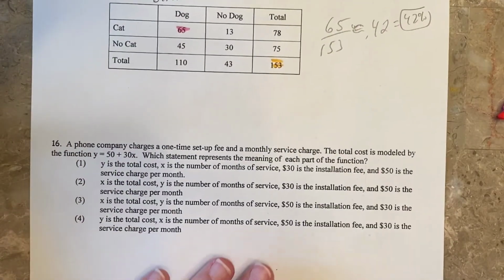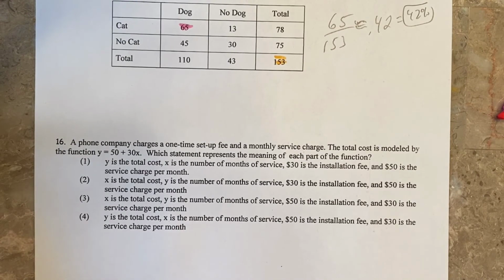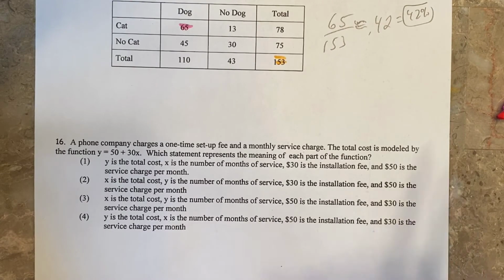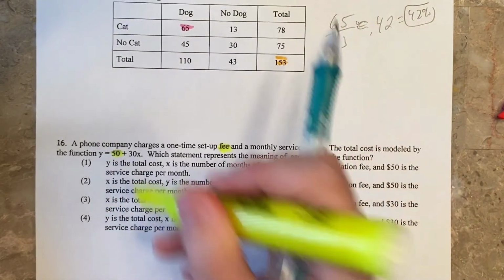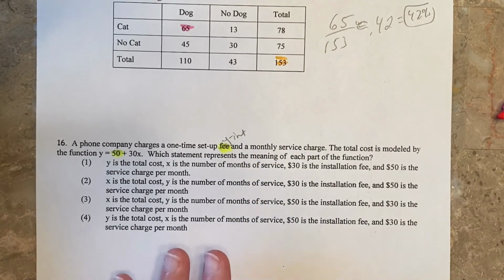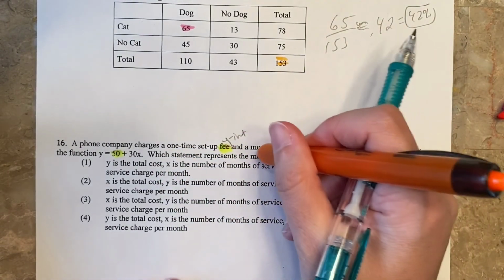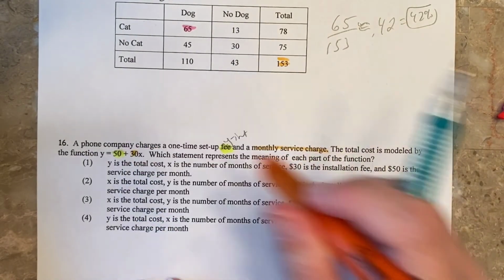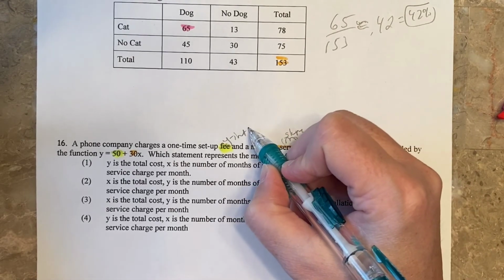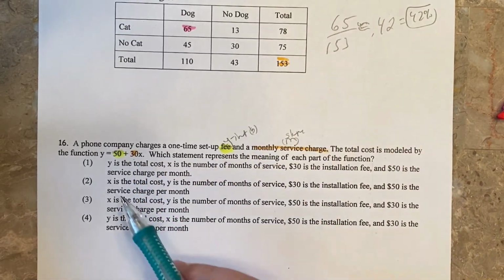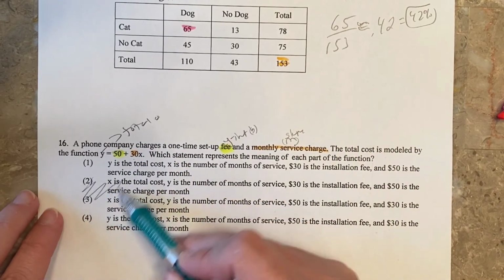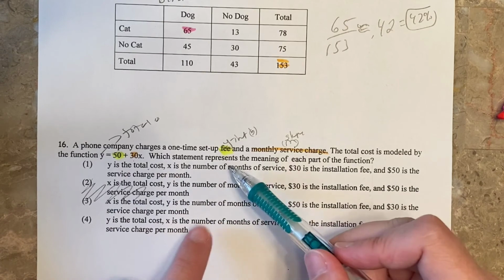All right, last but not least, a phone company charged a one-time setup fee. So this is the same exact thing as before. Okay, everybody? So look for that fee. The fee is always going to be the y-intercept. That's going to be the number that does not have a variable, so a constant. And then your monthly service charge is going to be your slope. So this is going to be the slope, which is m, and the y-intercept, which is b. And remember, the y is always the total cost. So anything that says x with the total cost, that's gone. So these are good.